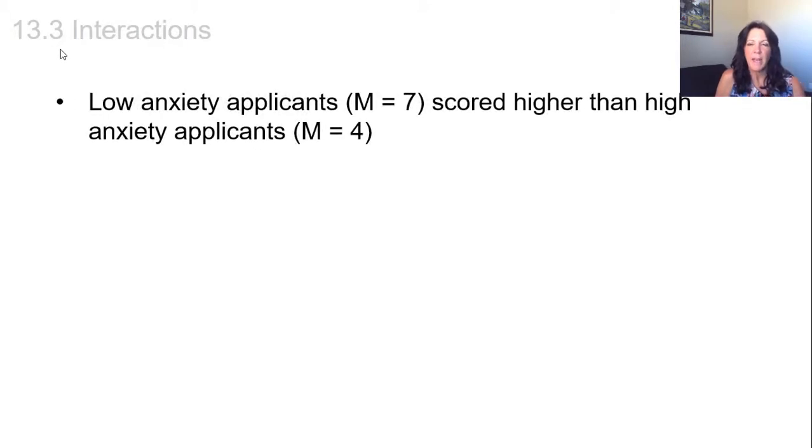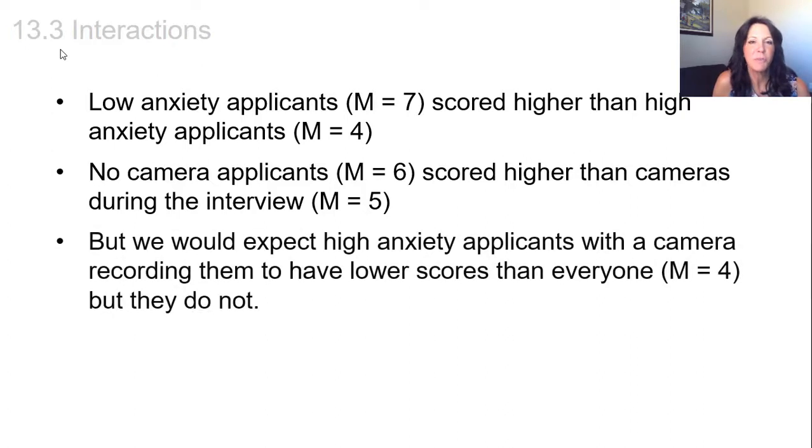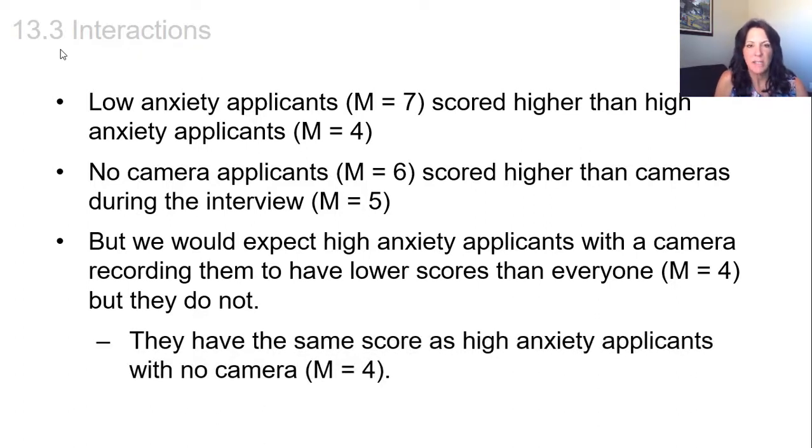So low anxiety applicants scored higher than high anxiety applicants, and that kind of made sense. No camera applicants scored higher than camera applicants during the interview. That makes sense too. We would expect high anxiety applicants with a camera recording them to have lower scores than everyone, but they don't. They have the same score as high anxiety applicants with no camera. So that's where the interaction is, and then you go back and try to explain it. So maybe there's something about when you're a highly anxious person that if you feel like you're being watched, it actually ups your performance. So that's where we talk about an interaction.